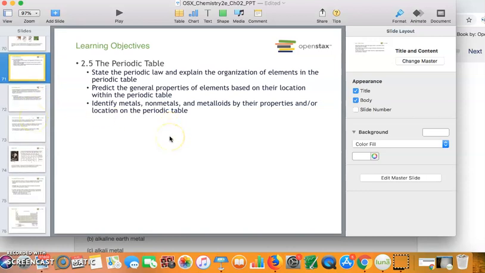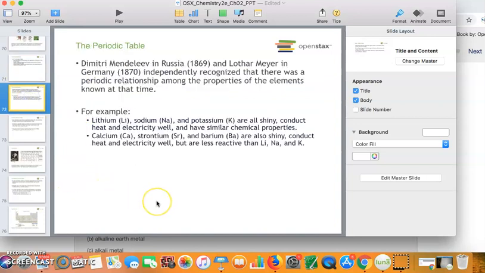So the next thing we're going to talk about is the periodic table and how it's organized, and who came up with this idea of the periodic table. The periodic table is a man-made table that organizes naturally found elements and also synthetically made elements. We're going to talk about how it's organized, and about metals, metalloids and nonmetals, and their properties and location on the periodic table.